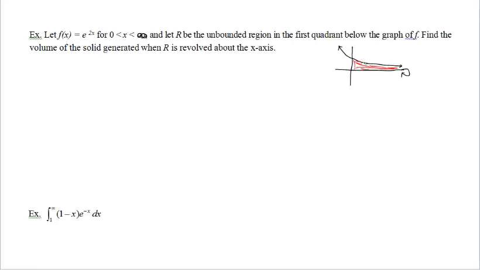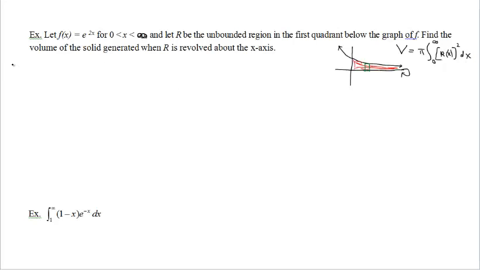So let's go ahead and put in our representative rectangle. Notice that the unbounded region always touches the axis of revolution. So the method of finding the volume is going to be the disk method. And as a reminder, that formula is volume equals pi times the integral, and here we're going to go from 0 to infinity of the radius squared dx. Okay, so that's the formula we're going to be using.